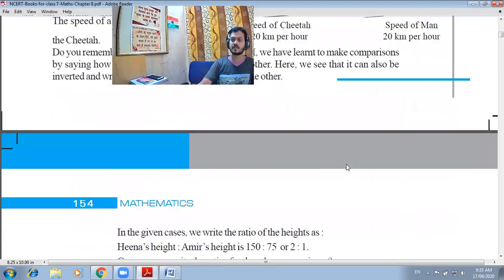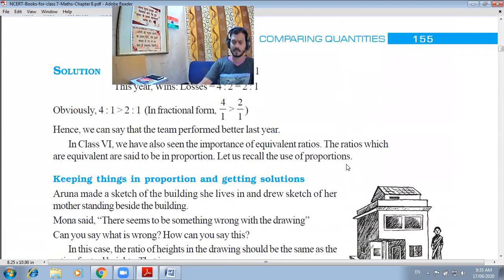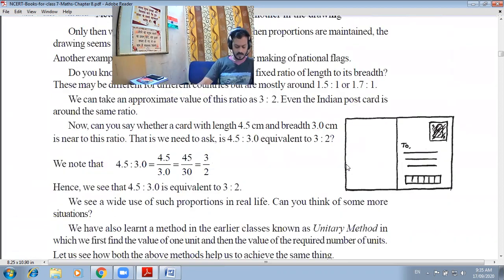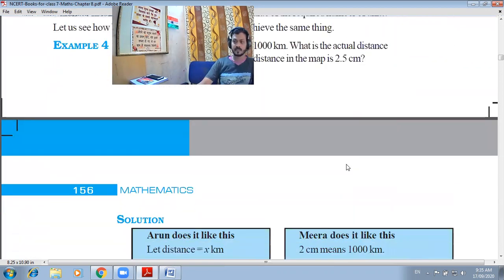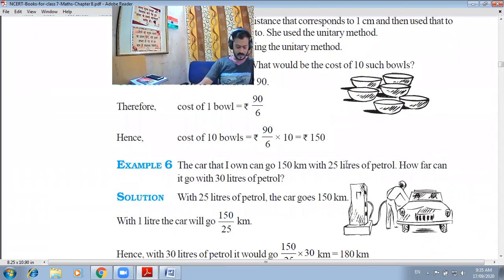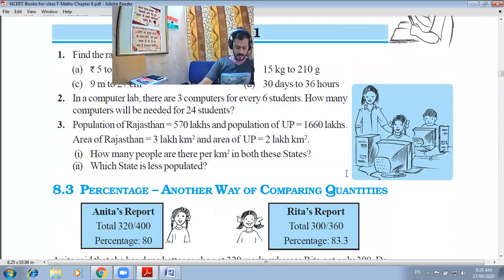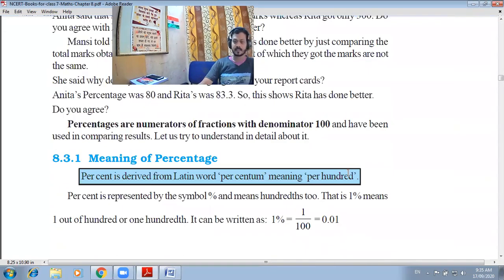So let's proceed to exercise 8.3 and question number 1. What is given in this question? Tell what is the profit or loss in the following transactions. Also find the profit percentage or loss percentage in each case.